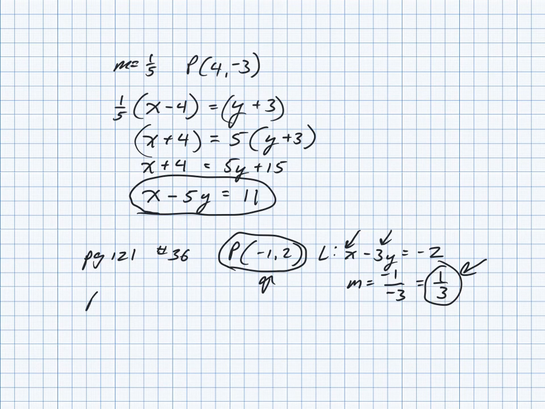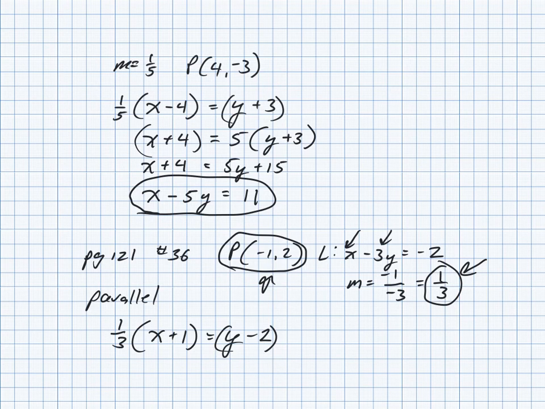So the parallel line will be 1/3 times x minus the x value, which in this case will be plus 1, equals y minus the y value, which is 2. And that's the answer.